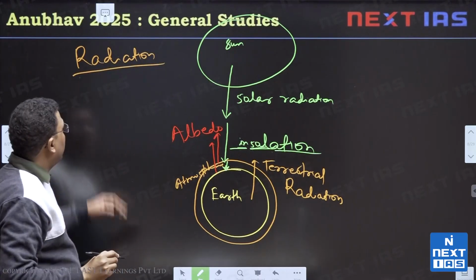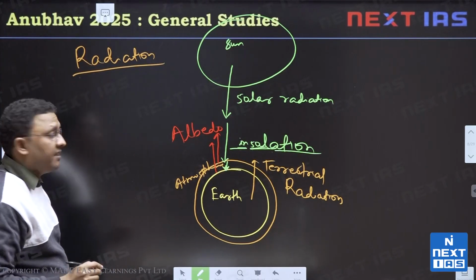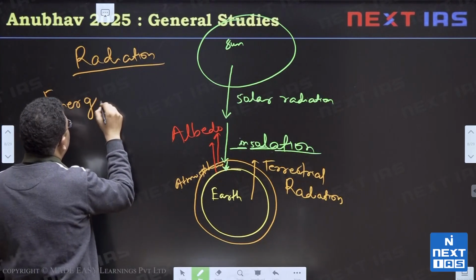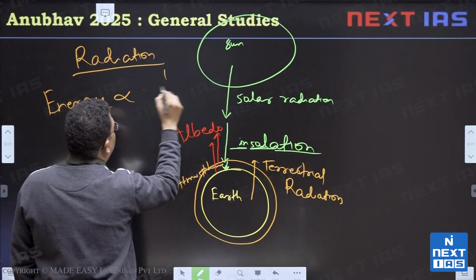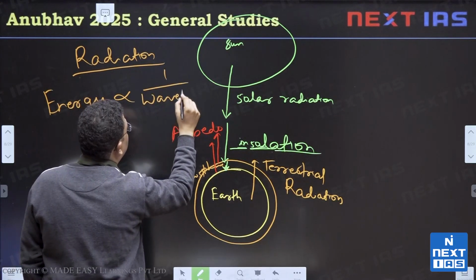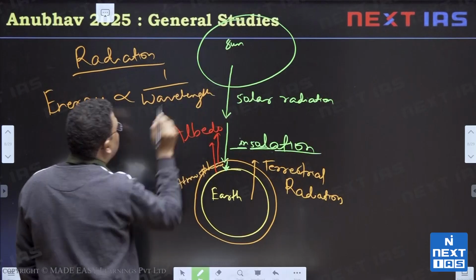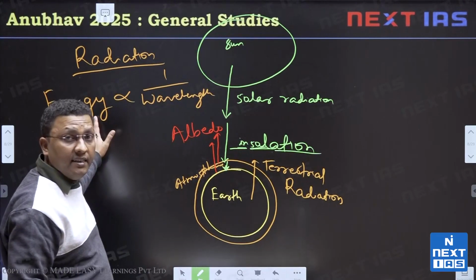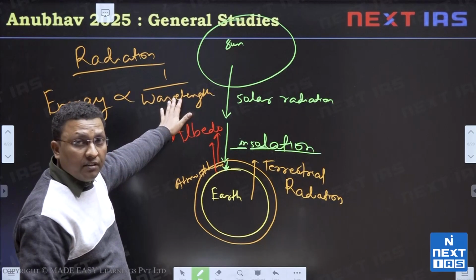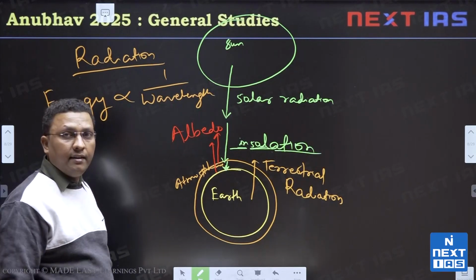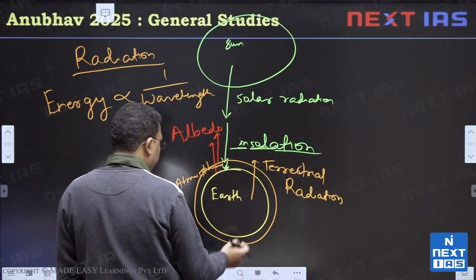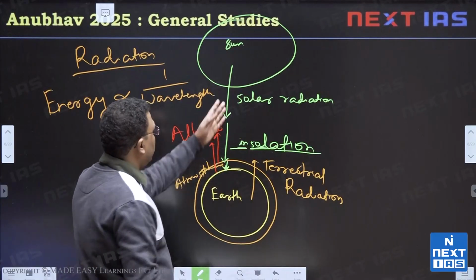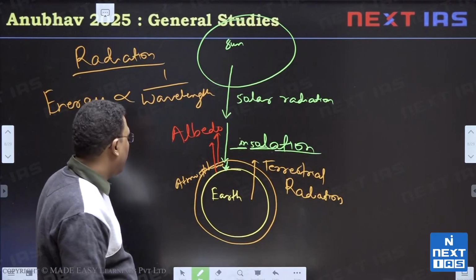There is one fact regarding radiation, that the energy of a radiation is inversely proportional to its wavelength. That means the higher the wavelength of a radiation, the lower the energy, and the shorter the wavelength of a radiation, the higher the energy, right? Now let's come back to this Earth's heat budget concept, right?